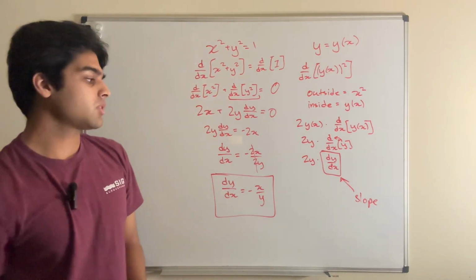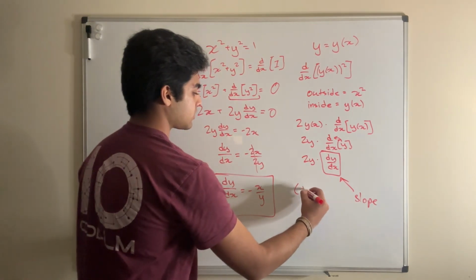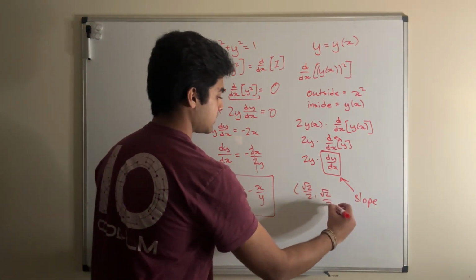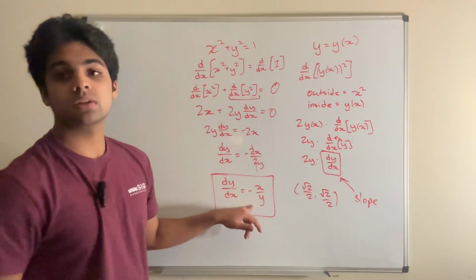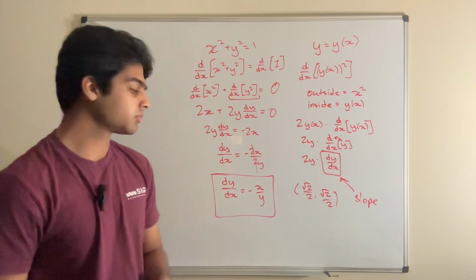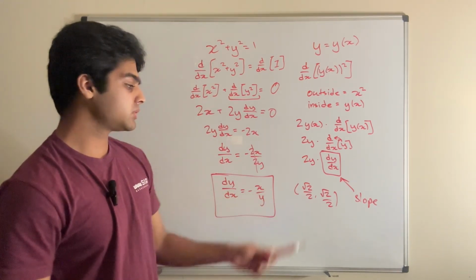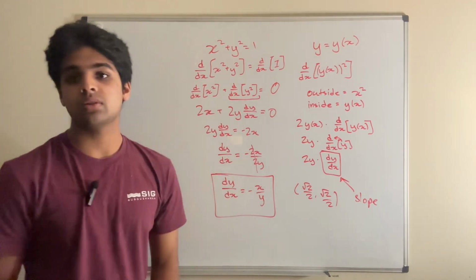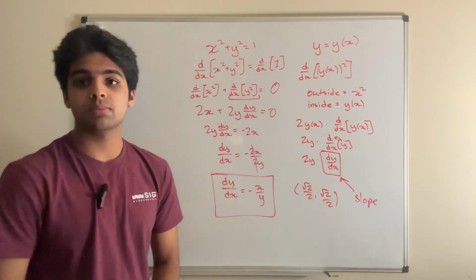So suppose on the unit circle we know we have the point root 2 over 2 comma root 2 over 2. So if we wanted to find the slope at that point, then we can just plug it into this equation and then we'd get the slope. In this case, it would be root 2 over 2 divided by root 2 over 2, which is just 1, and then the negative of that, so that's just going to be negative 1. So yeah, that's implicit differentiation.